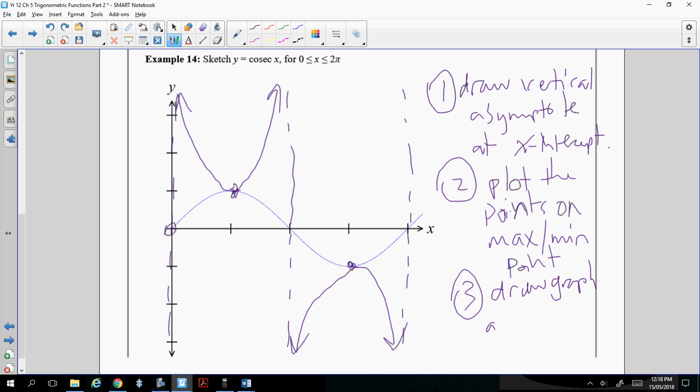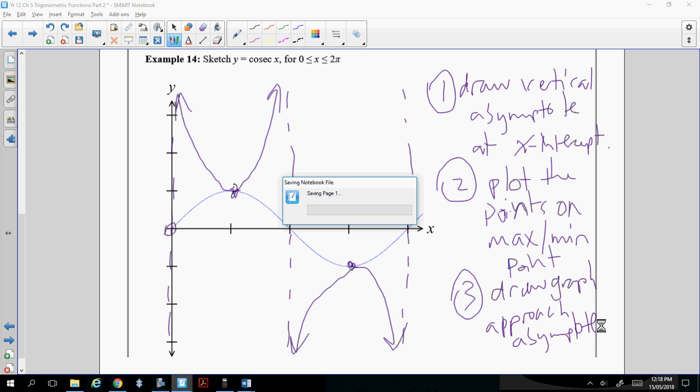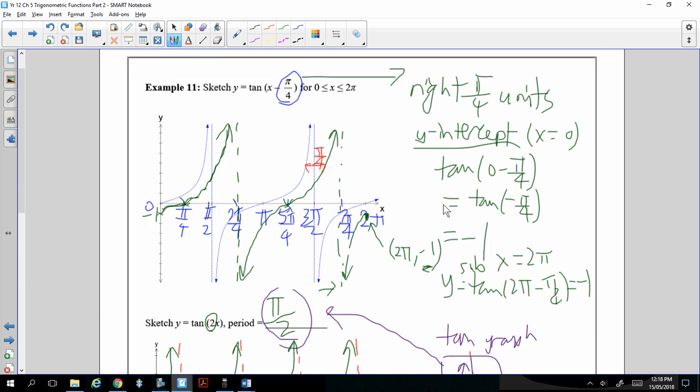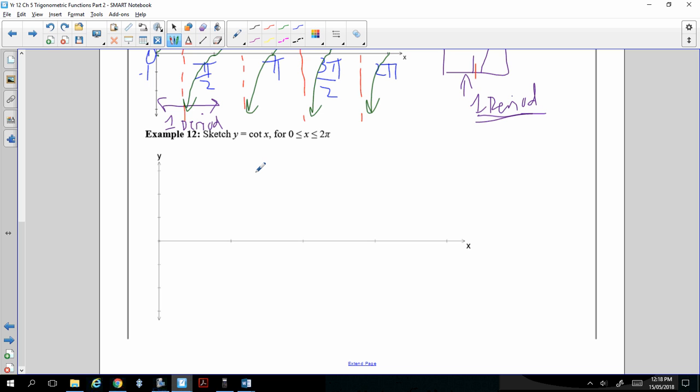Okay, got one more. We've got sec and cosec. How about cot? Let's go to cot, which is this one, the reciprocal of tan. All right, the previous page, I want to show you again. Sorry. Go up, this one. Go down.